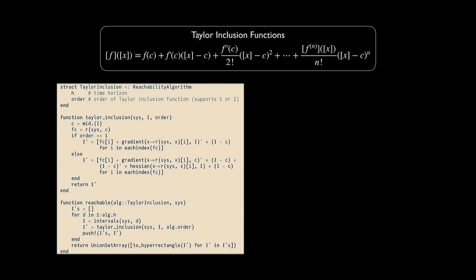Okay, so here's the code for the Taylor inclusion function, and I'm not going to go through this code in great detail, but just to point out, this is basically the mean value inclusion function. We actually only implemented it for orders 1 and 2. It's not super straightforward to do for higher orders, but it can be done. For order 1, where we just have the mean value inclusion function, we evaluate at the center point. We add on the gradient of this reachability function, which calls our rollout, and we pass the interval through that gradient, and then we multiply it by this interval minus the center.